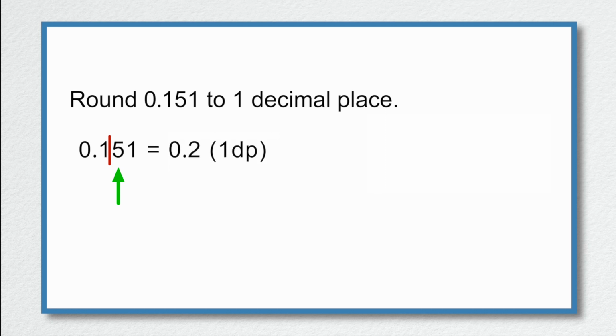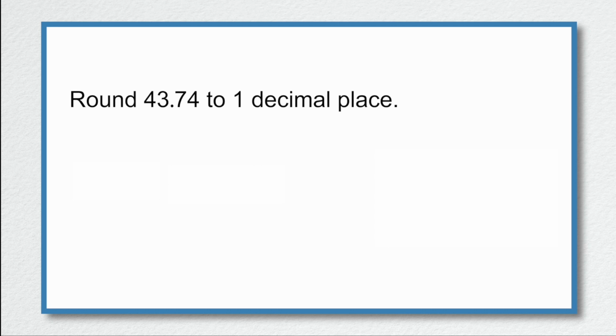And again, if we were looking at this on a number line, this is where the 0.151 is. Of course, it's closer to 0.2 than it is to 0.1. And that is what we are doing when we are rounding a number to a specific number of decimal places. Let's look at some other examples of rounding numbers to one decimal place.